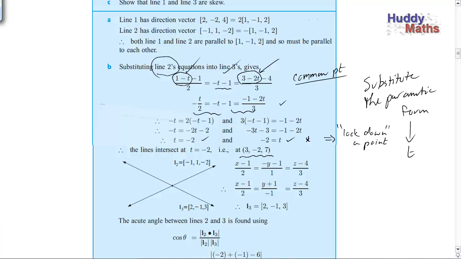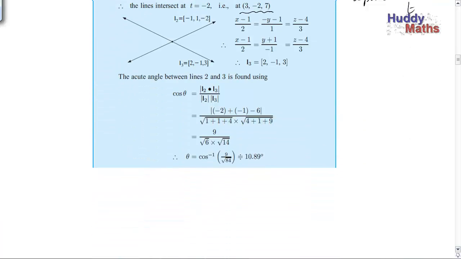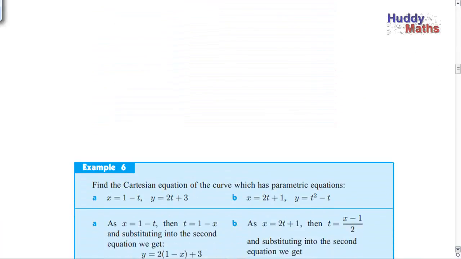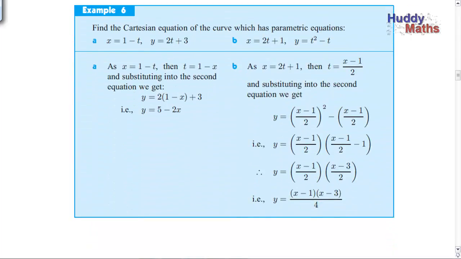Let's go down and see what you can do. Let's have a look now at an example from Hayes and Harris Publications. Okay, find the Cartesian equation. So this is the first idea of this presentation, to try to go from parametric form to Cartesian form.